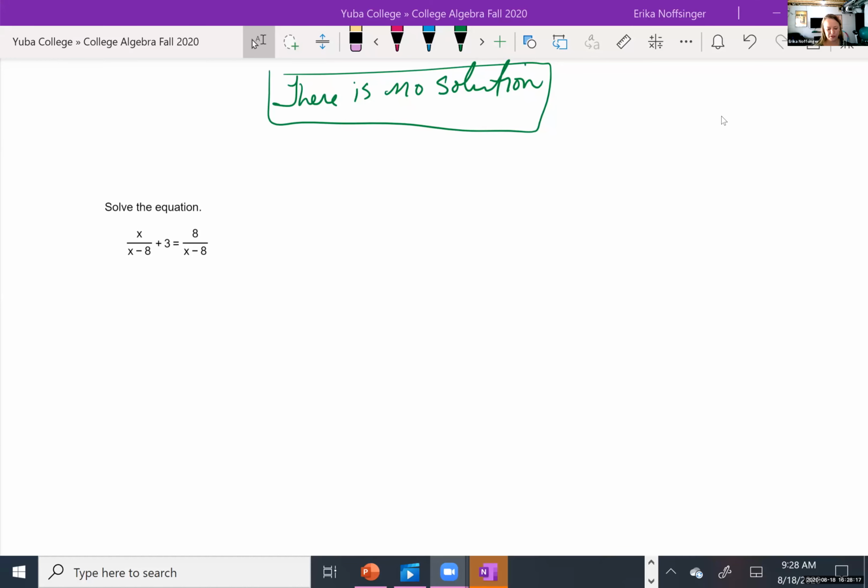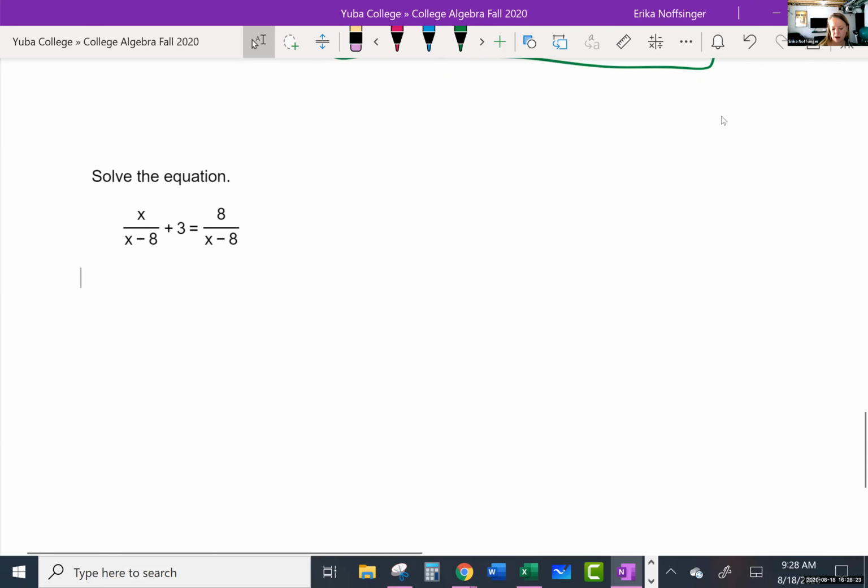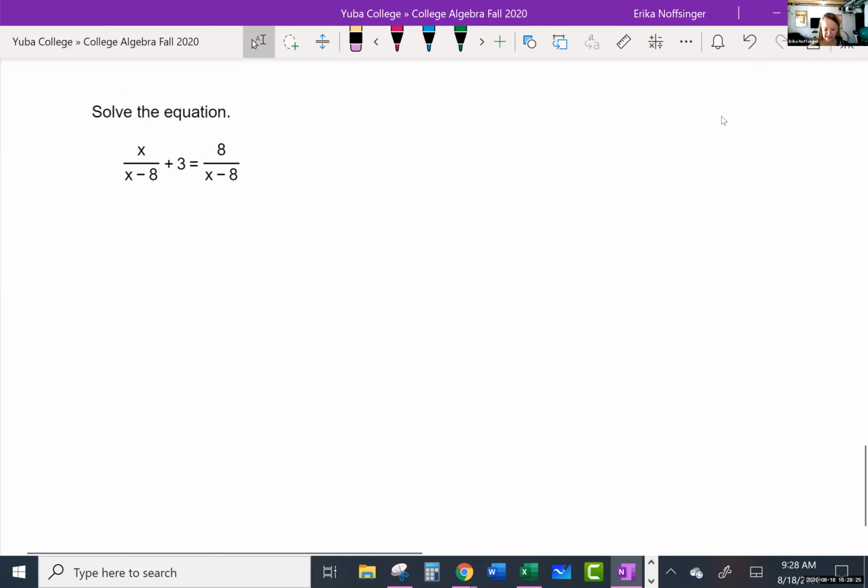Okay, so just pulled a problem from MyMathLab, and we want to solve the following. Here we have x all over x minus 8, and then plus 3 outside of that parentheses equals 8 all over x minus 8. So I don't need to factor the denominator.